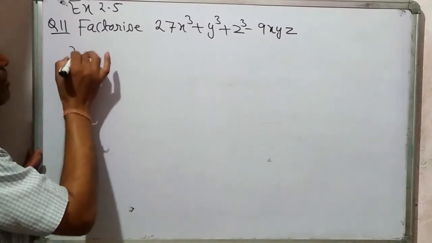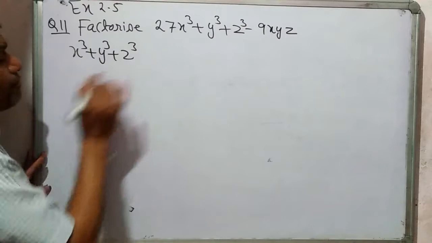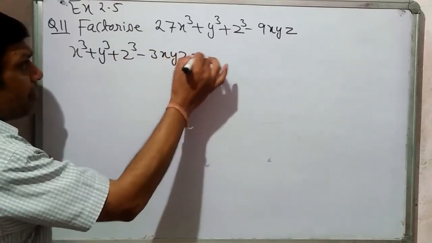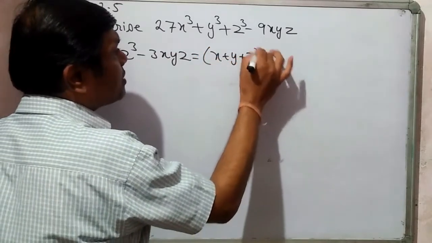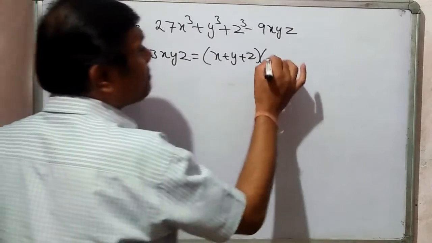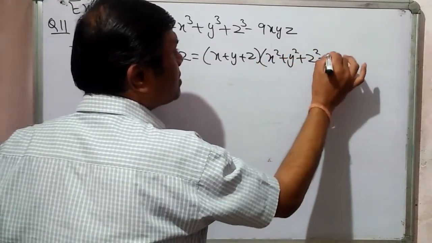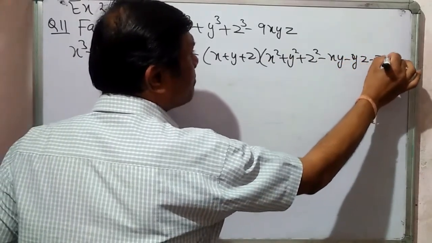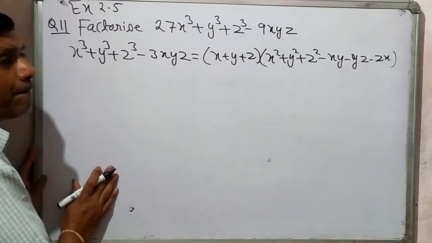This reminds us of the identity x cube plus y cube plus z cube minus 3xyz, which was given as x plus y plus z multiplied with x square plus y square plus z square minus xy minus yz minus zx. This was our eighth identity.